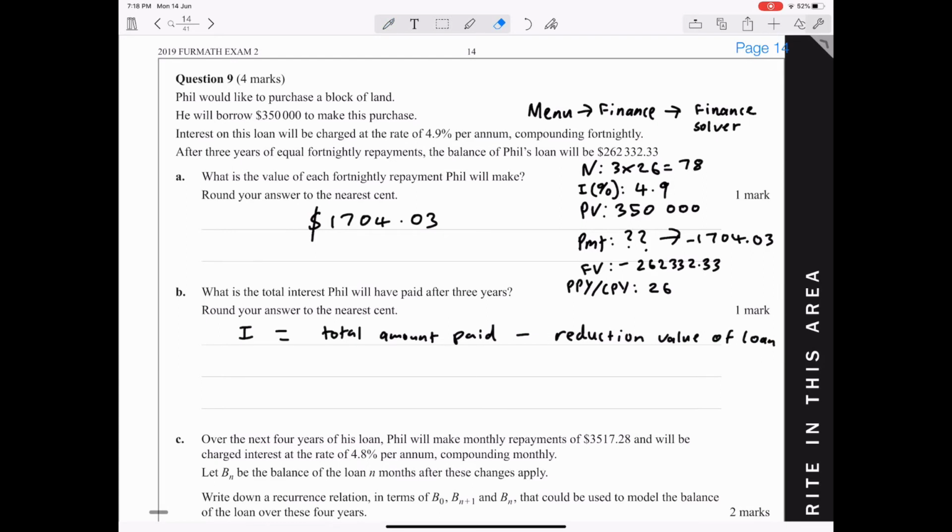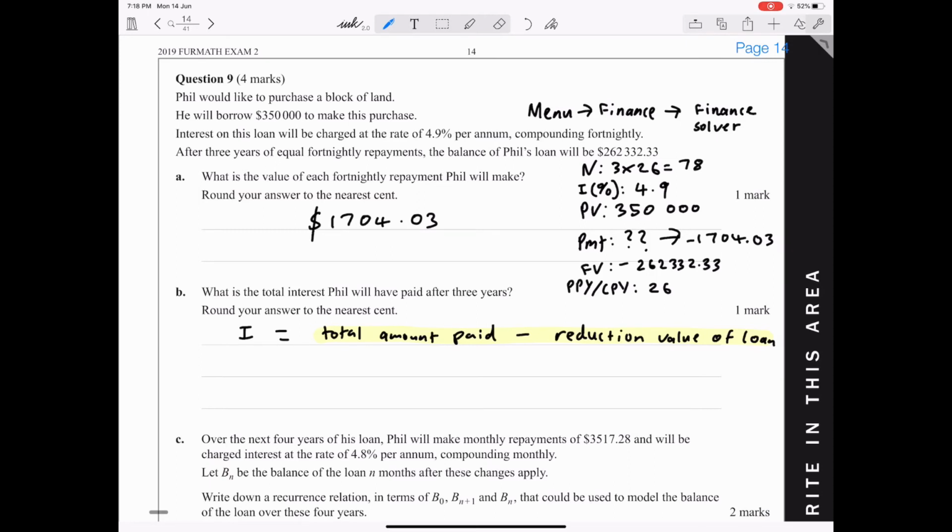9b. What is the total interest Phil will have paid after 3 years? Round your answer to the nearest cent. So we have to calculate the interest Phil has paid over the past 3 years of his loan. I've just written the formula over here to find out how much interest Phil will have paid. Basically, it's the total amount of payments he's made minus the reduction in the value of the loan.